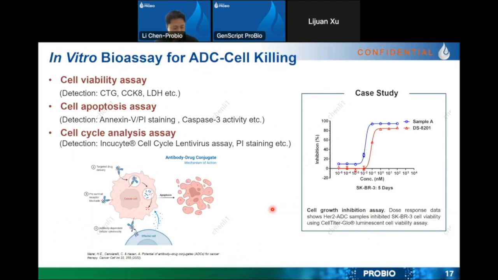After the conjugation, ADC candidates will be first tested in vitro for cell killing efficacies. This can be achieved through viability assays, apoptosis assays, or cell cycle assays. The case study done with HER2 shown on the right panel demonstrates that both ADC test articles, one of them being the reagent version of S8201, give dose-dependent inhibition on the SKBR3 cells as measured by the CellTiter-Glo reagents.